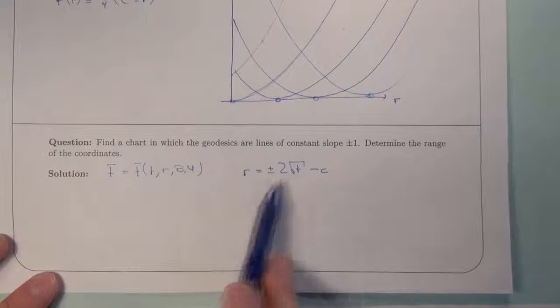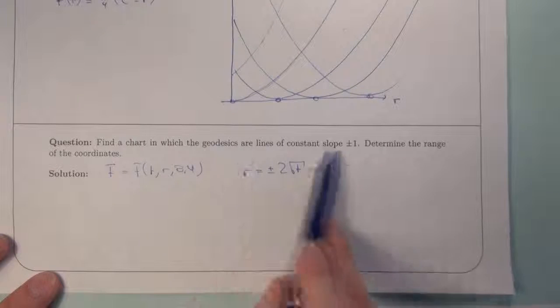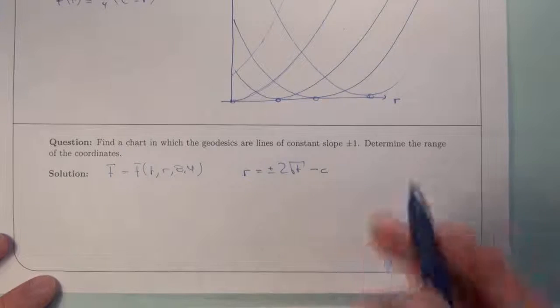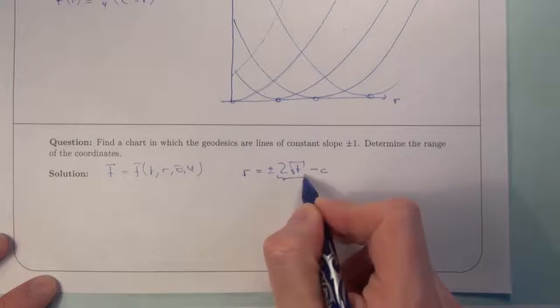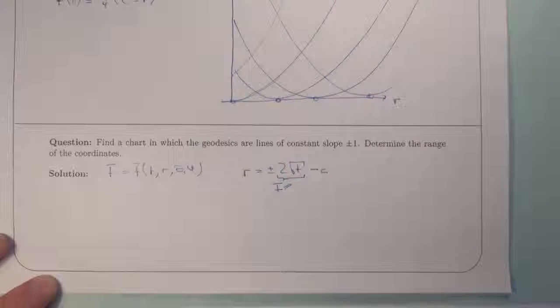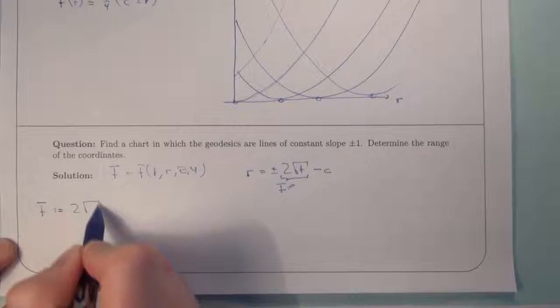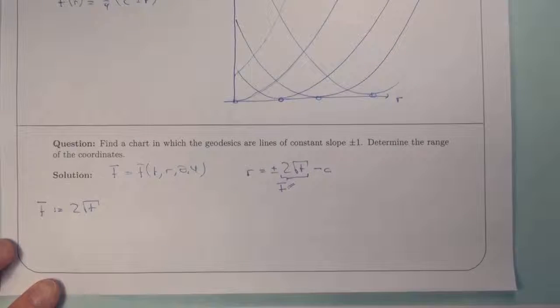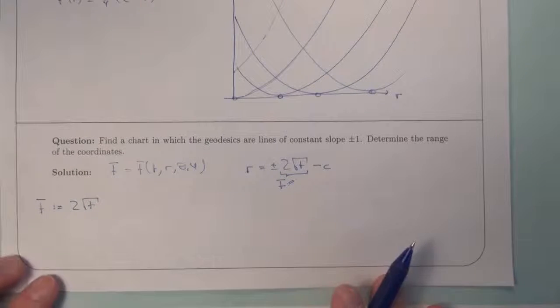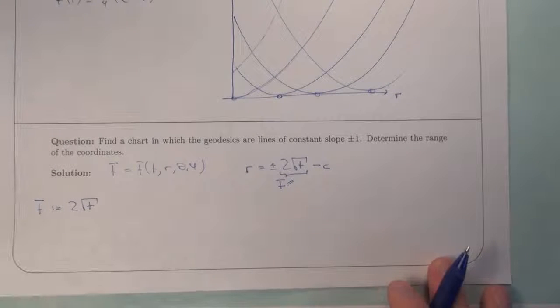And since we want all lines to be straight lines of constant slope plus minus 1, then it would be good to define this one as the new t bar. So t bar is now defined as twice square root of the old t. Okay, you could basically rescale the r coordinate as well, but that essentially doesn't matter.